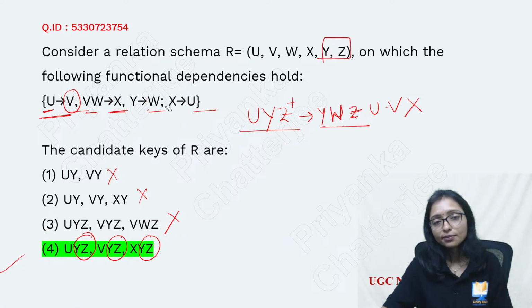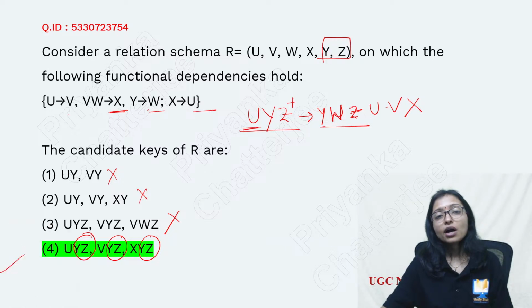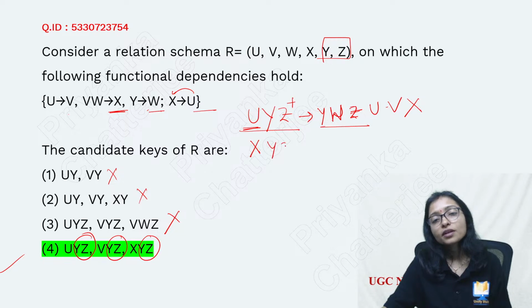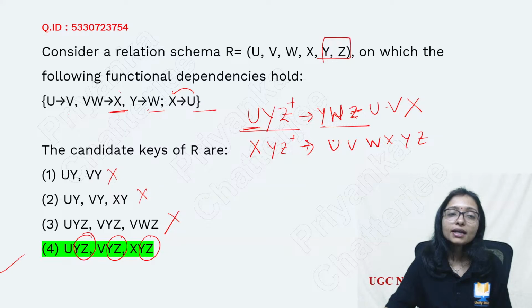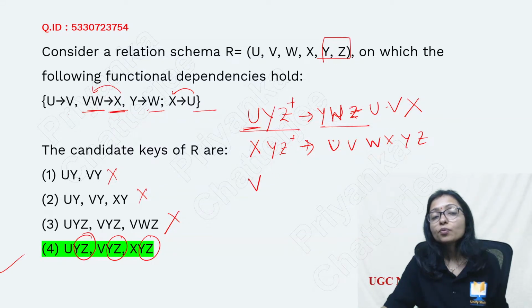Here you can do by elimination. As you found out the key, now you will see who can determine U. X can determine U, means you can replace U with X. You will see that all will come. Definitely everyone will come, U, V, W, X, Y, Z. Again you can see who can determine X. V, W can determine X. Right? So I can take V because W will automatically come.